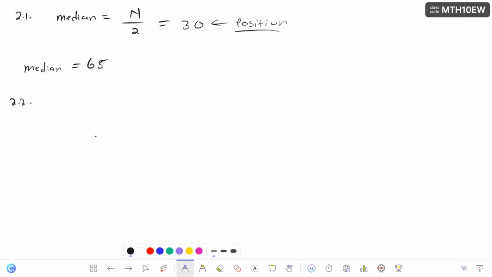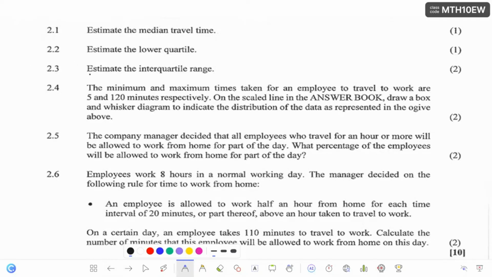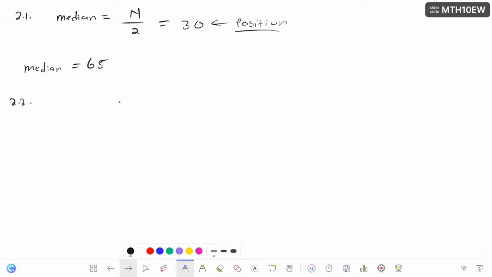So 2.2, they said what? Estimate the lower quartile. So lower quartile Q1 is equal to 1/4 n. With this formula, we're going to get the position. So it's going to be 60 divided by 4, which is 15. So this is the position.